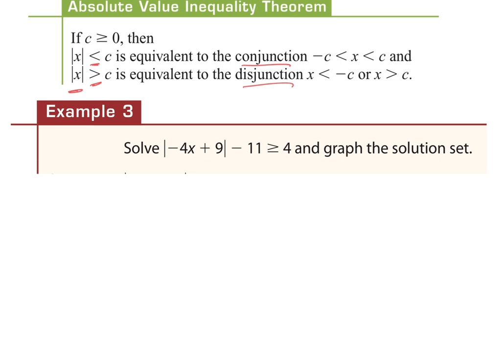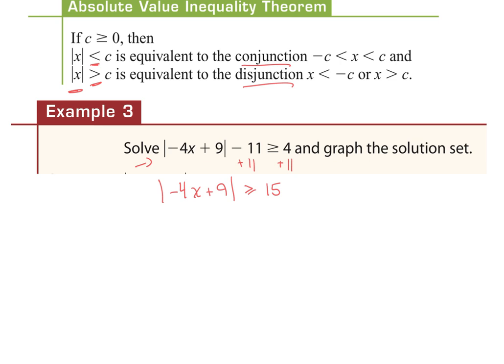So when you look at this particular example, this is not by itself yet. We do have to add that 11 over first. This is important because if there was a multiplication or division or something that would flip the sign, you're going to flip the sign before you start this process. So make sure that your absolute value is by itself first before you go through setting up your two.